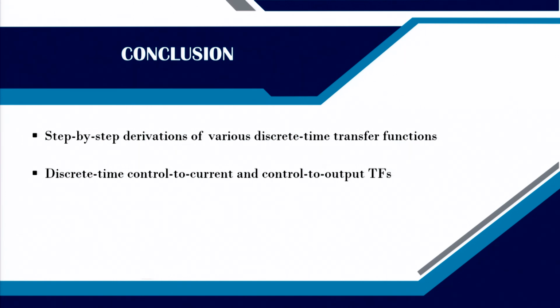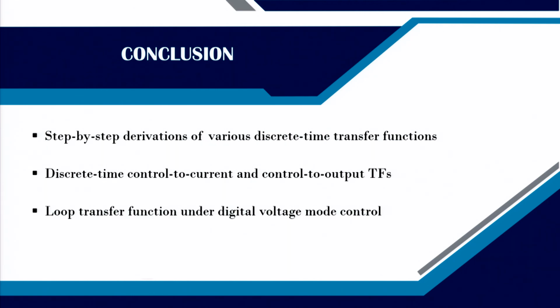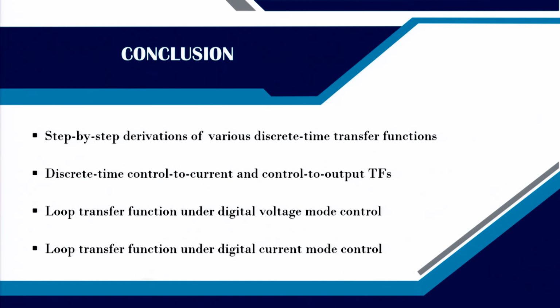So, in summary, we have discussed step by step derivation of various transfer functions. We have talked about discrete time control to output as well as control to current transfer functions. Then we have derived the loop transfer function under digital voltage mode control, and we have also shown how to derive the loop transfer function under digital current mode control.